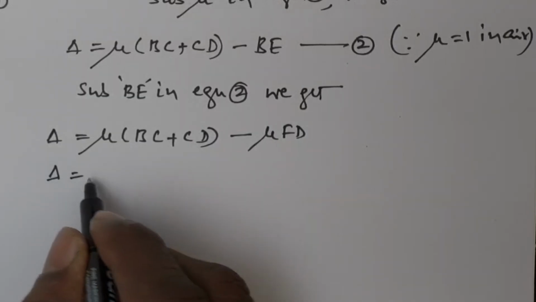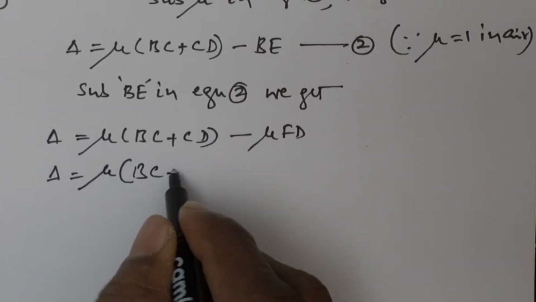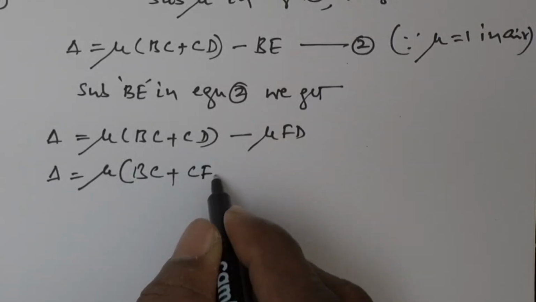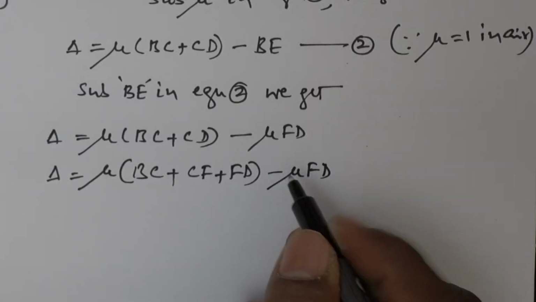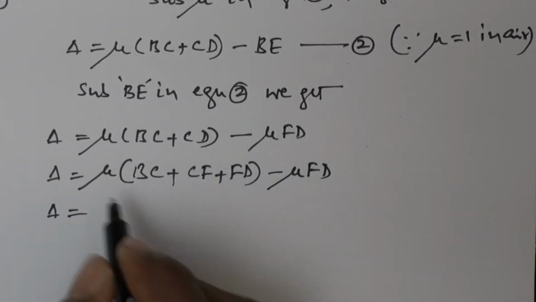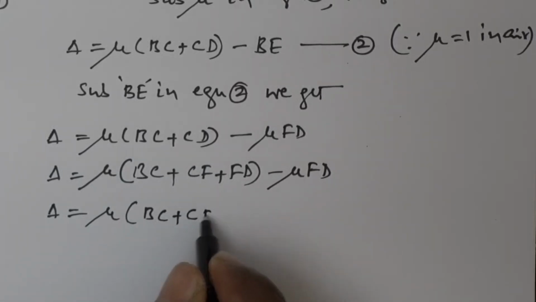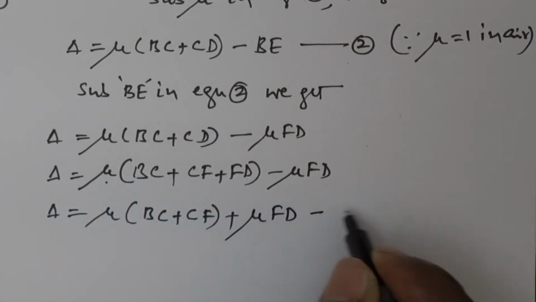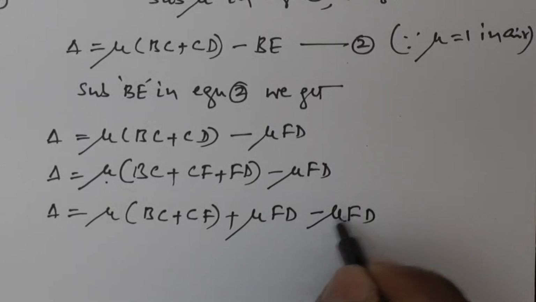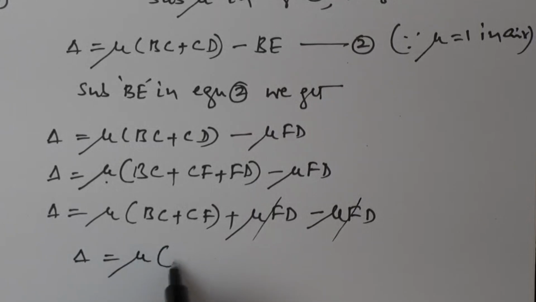Therefore delta is equal to mu into, every time this diagram is important to continue this derivation, BC and CD I have written as CF plus FD, minus mu FD. Now, next step, multiplying mu inside: mu into BC plus CF, plus mu FD, minus mu FD. Now plus mu FD and minus mu FD cancel, so what remains is delta is equal to mu into BC plus CF.